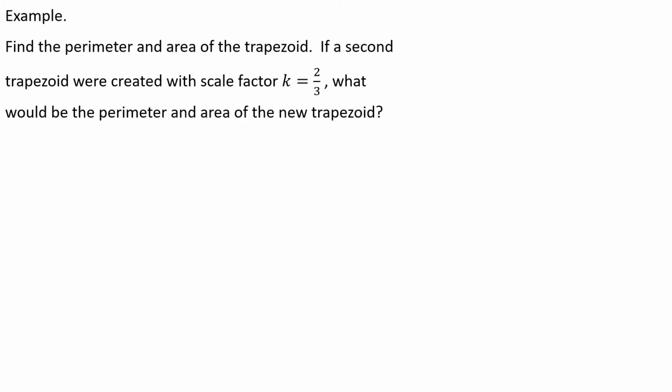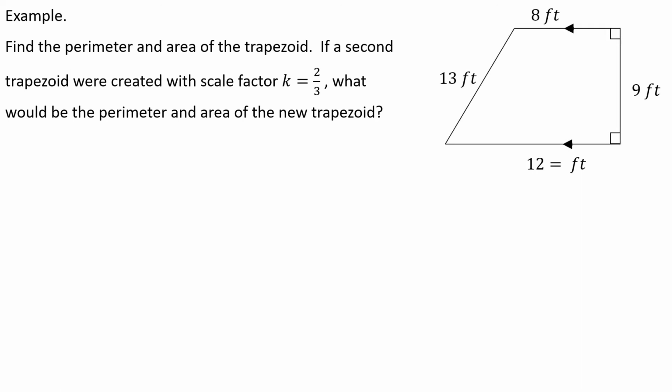So let's take a look at an example. Ooh, there's a trapezoid. And 12 equals feet. I gotta fix that. I'm not gonna fix it now on this recording, but I'll fix it for the slides. Scale factor is 2/3. So let's find the perimeter of the original trapezoid. Well, you just add up all the sides, piece of cake. Perimeter is 42 feet.